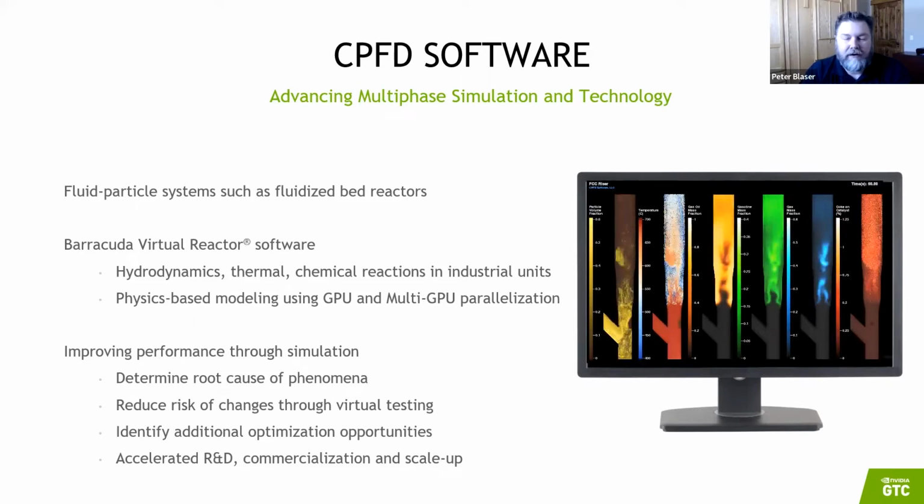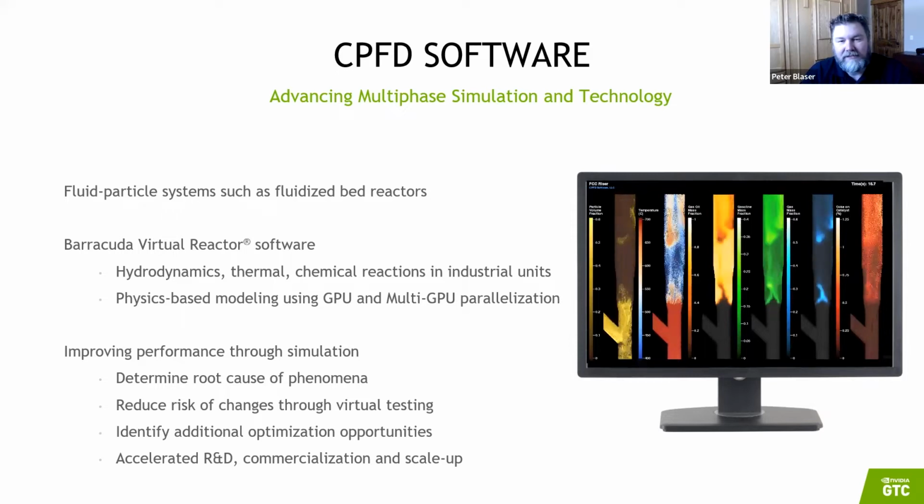So we've embodied our technology in a product called Barracuda Virtual Reactor. It's a software product that models the hydrodynamics, that's gas particle motion, the thermal behavior and chemical reactions in industrial units. And this is physics-based modeling that's been accelerated first on the GPU for almost a decade now. And then last year, we released our multi-GPU simulation parallelization version.